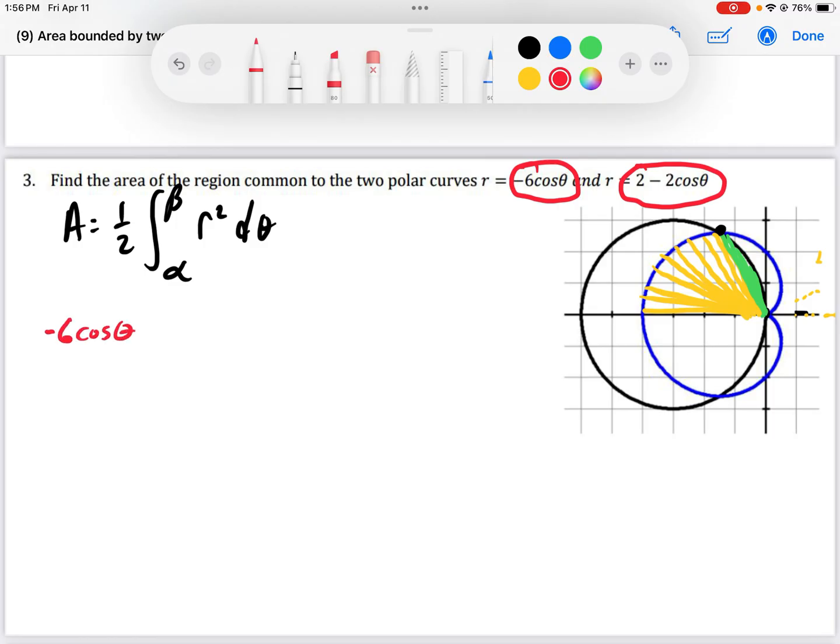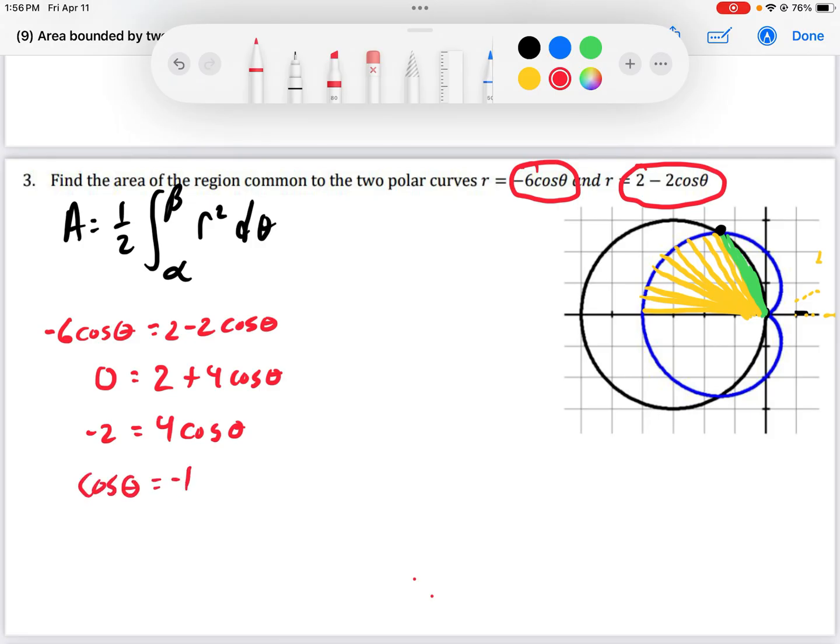So I get negative 6 cosine theta, this is to find the intersection, theta equal to 2 minus 2 cosine theta. Okay, so I notice if I add 6 cosine to both sides, I get 2 plus 4 cosine theta. Subtract 2, divide by 4. So I get cosine theta is equal to negative 1/2.